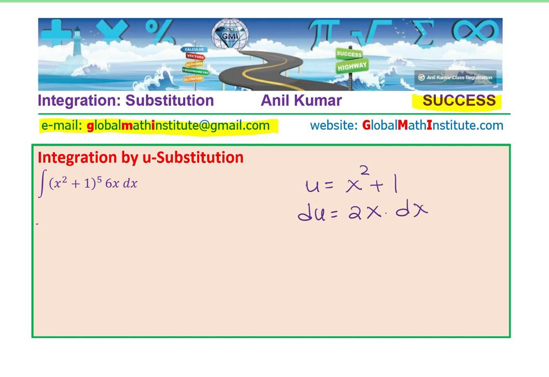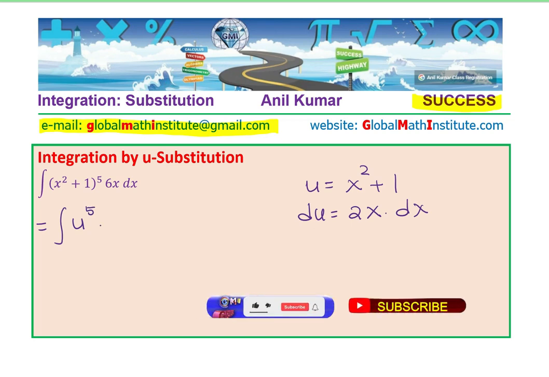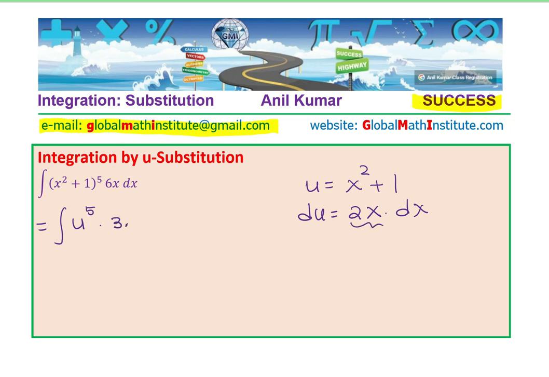Now clearly I could write this integral as x squared plus 1 is u. So I have this as u to the power of 5, and instead of 6x dx, we know 2x dx is what du is, right? So we could write this as 3 times, then we have 2x. 3 times 2x is 6x, correct? Du, right? So that is what we could do. Let me just explain it once again.